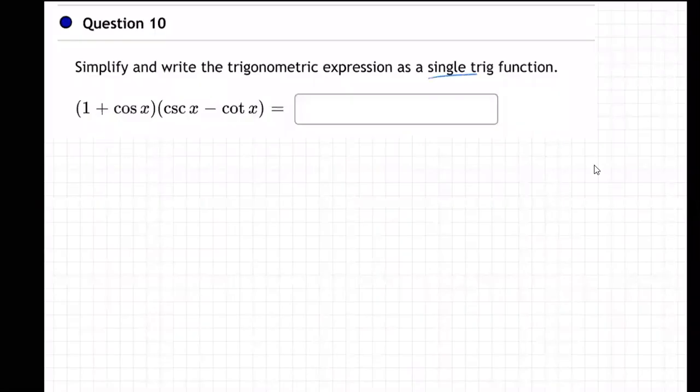Okay, this one, they want us to make it a single trig function. I would begin by just multiplying through these parentheses. You know how to multiply parentheses, we have two terms in the first parenthesis, two terms in the second parenthesis. So how do you do that?